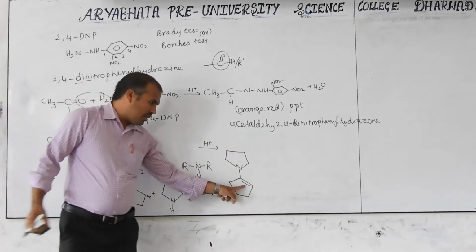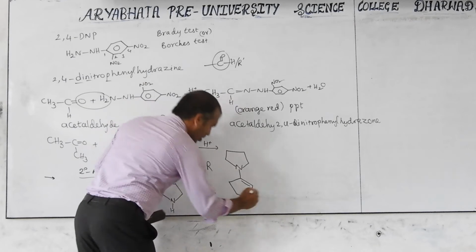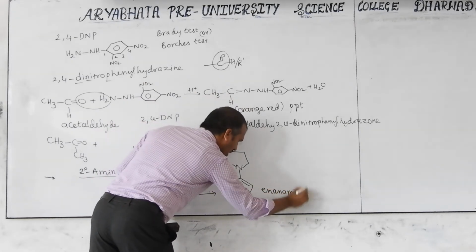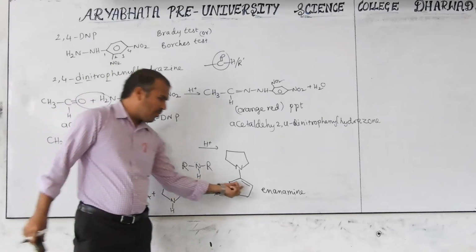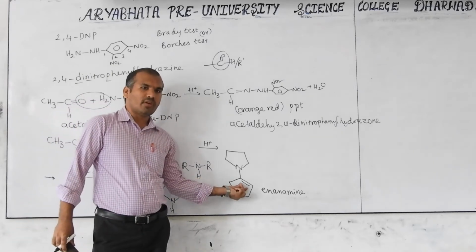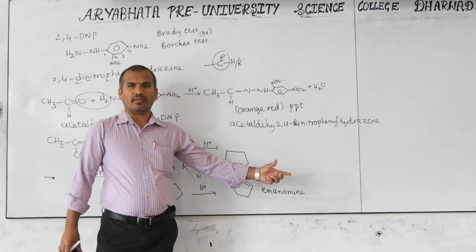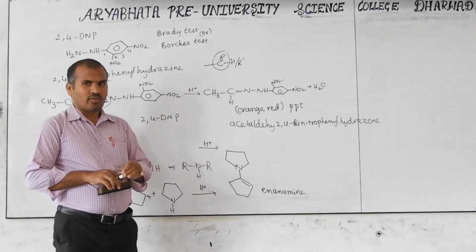This is E, this amine. Then what is it called? Enamine. Double bond means what? Alkene. The "ene" word is there. This is amine. Ene plus amine, enamine. Generally, the textbook does not discuss this much.